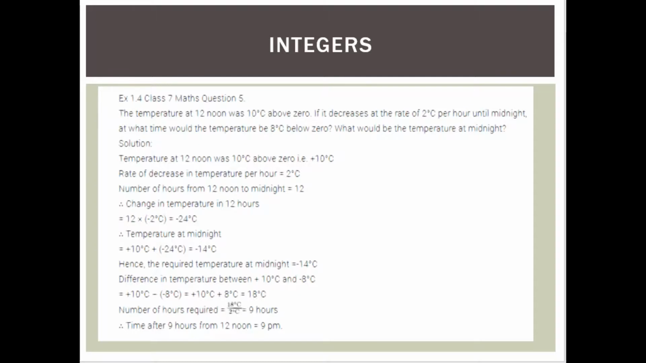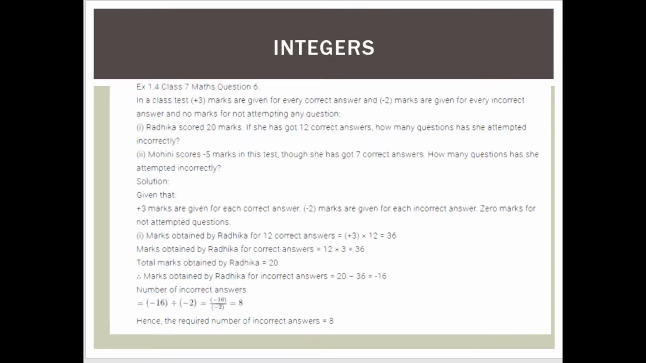Hence the required temperature at midnight is minus 14 degrees Celsius. Difference in the temperature between plus 10 and minus 8 is plus 10 minus minus 8, that is plus 10 plus 8, which is 18 degrees Celsius. Number of hours required, we will be dividing it, we will get 9 hours. Time after 9 hours from 12 noon is 9 p.m.